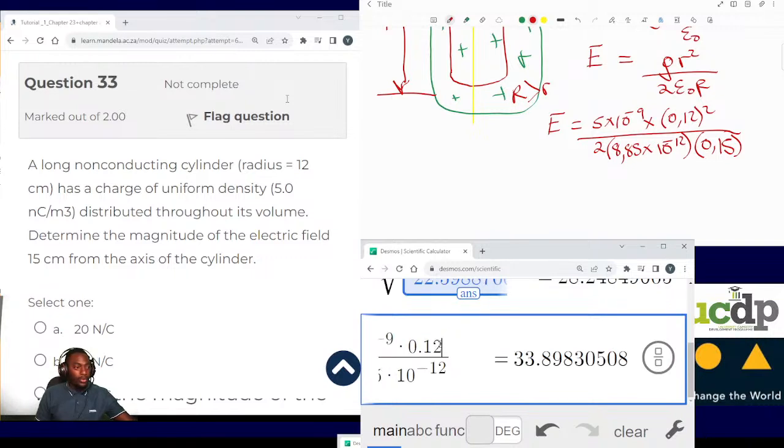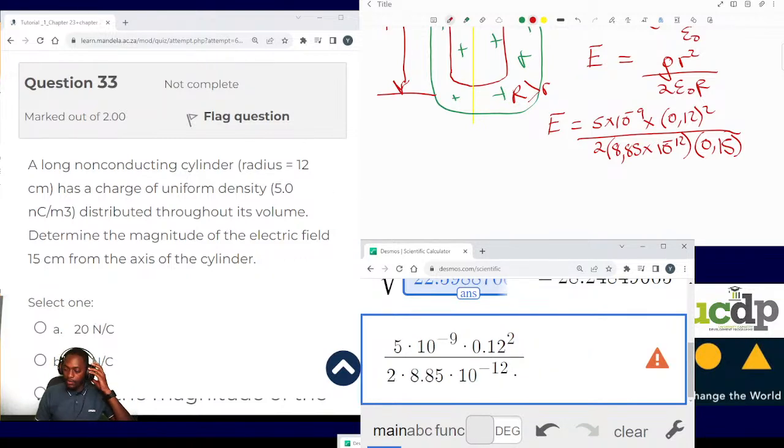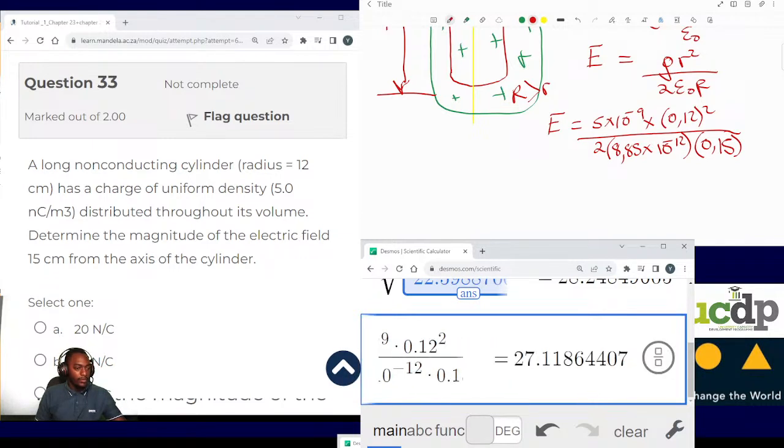1, 2 squared, and this becomes 0.15. So I'm getting 27.11. I'm not sure if that is what you are getting. All right, so it's confirmed that it's clear. Let me know if it's making sense.